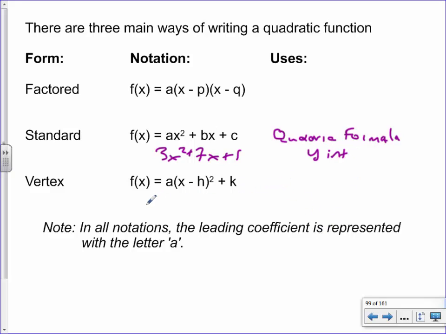Vertex form would be like minus 2(x minus 1) squared plus 7. What's it useful for? Tell you the vertex. It'll tell you whether it's a smiley face or a frowny face.